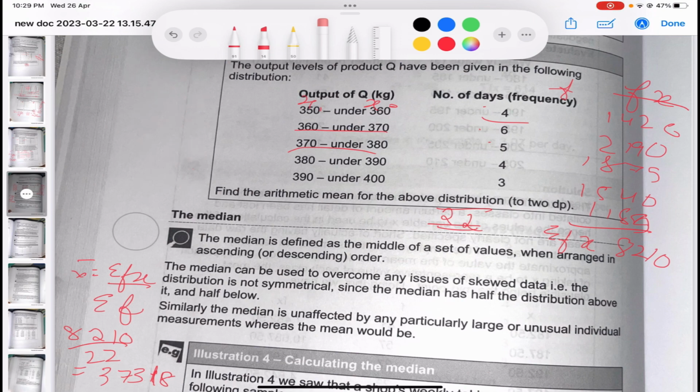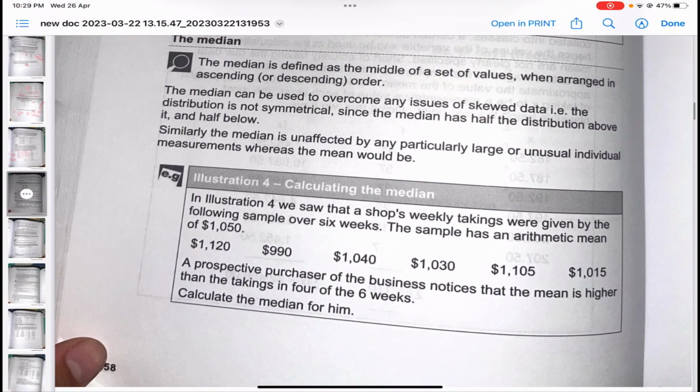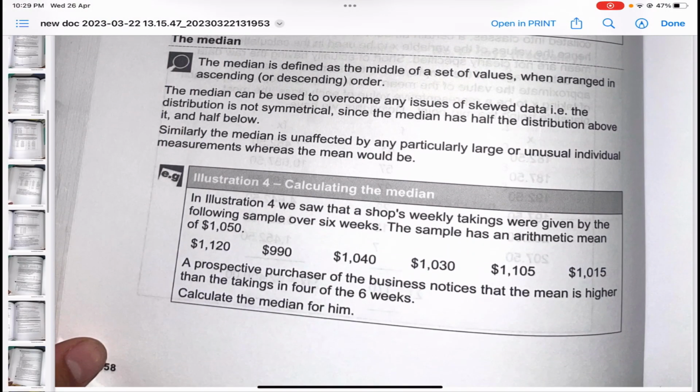Okay, so this is very basic and very simple. I don't think we need to spend more time here. In fact, I've even solved the test your understanding for you. So we are done with our arithmetic mean. Now we'll be beginning with the median.